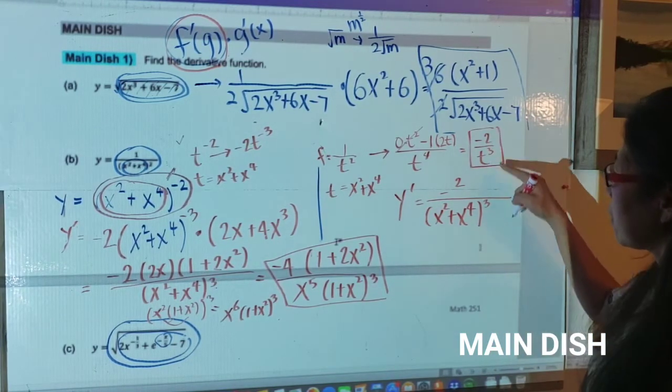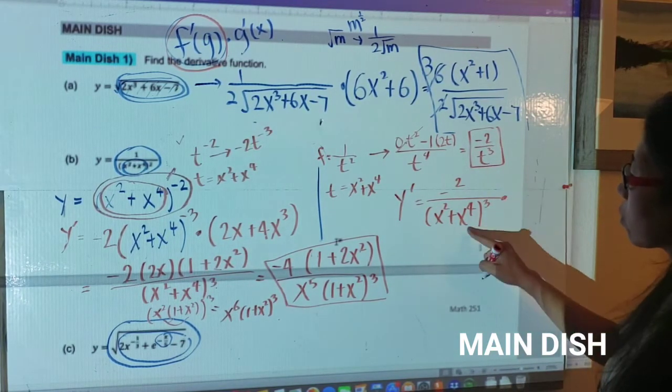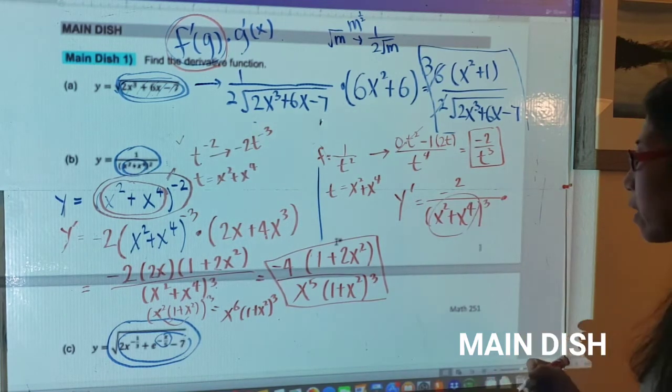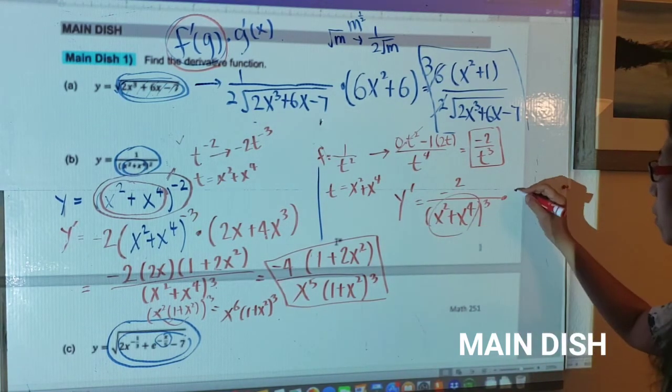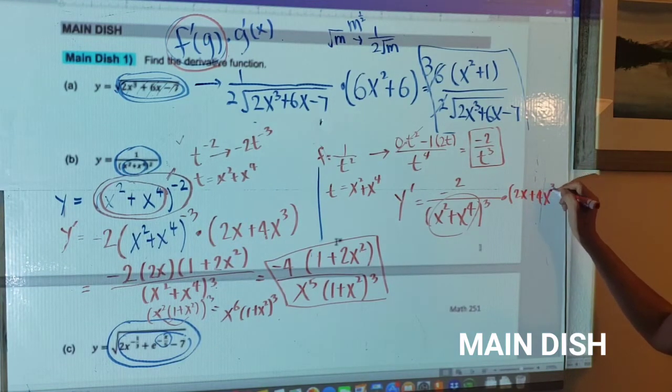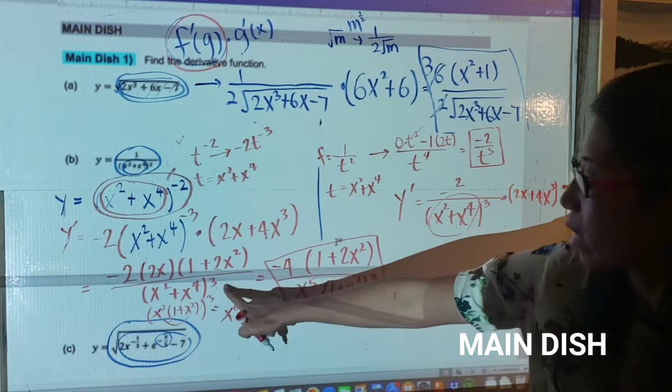Okay, I just copy the inside times. So take a derivative of this one. Just do it with me about five times and you will see the pattern. So take a derivative, that will be 2x plus 4x cubed. And once you see here, you see the same pattern right here.